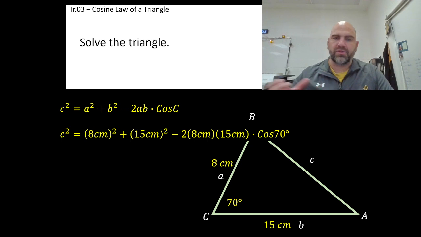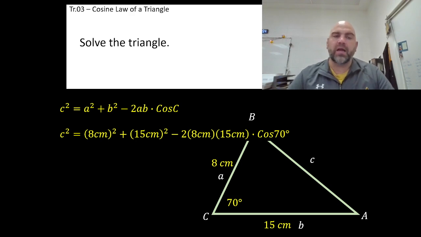If you want to do it in three separate parts, you gladly can. You could do the 8 squared, you could do the 15 squared, and then you could do 2 times 8 times 15 times cos 70 in one shot. Make sure you do that all in one shot. Don't wait to multiply by cos 70 after you've added and subtracted. All that multiplying has to be done together. You can also do this all in one shot. Your calculator is completely capable of doing this. It's just a matter of whether you feel comfortable with it yourself. You can always ask me and we can go through how that works.